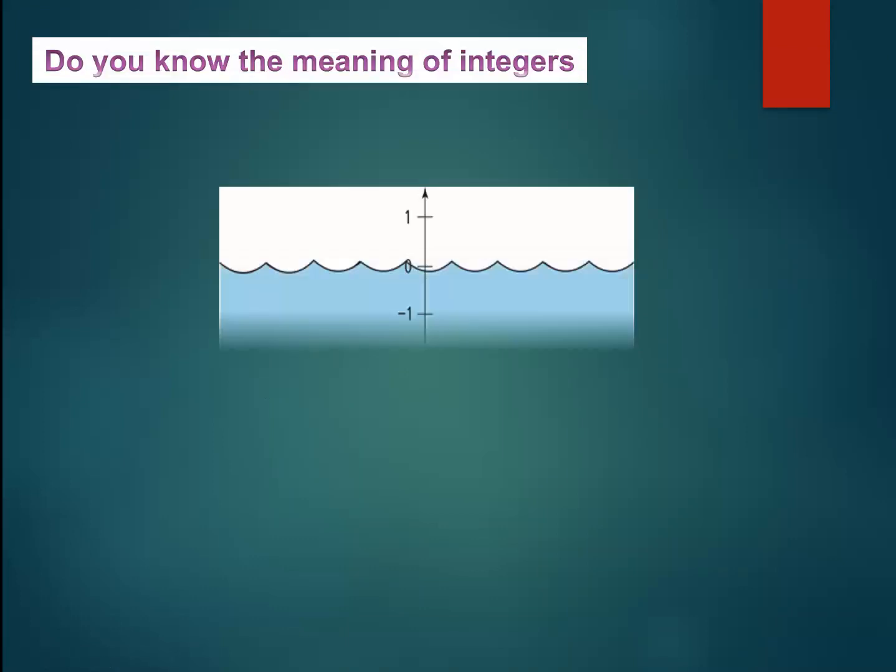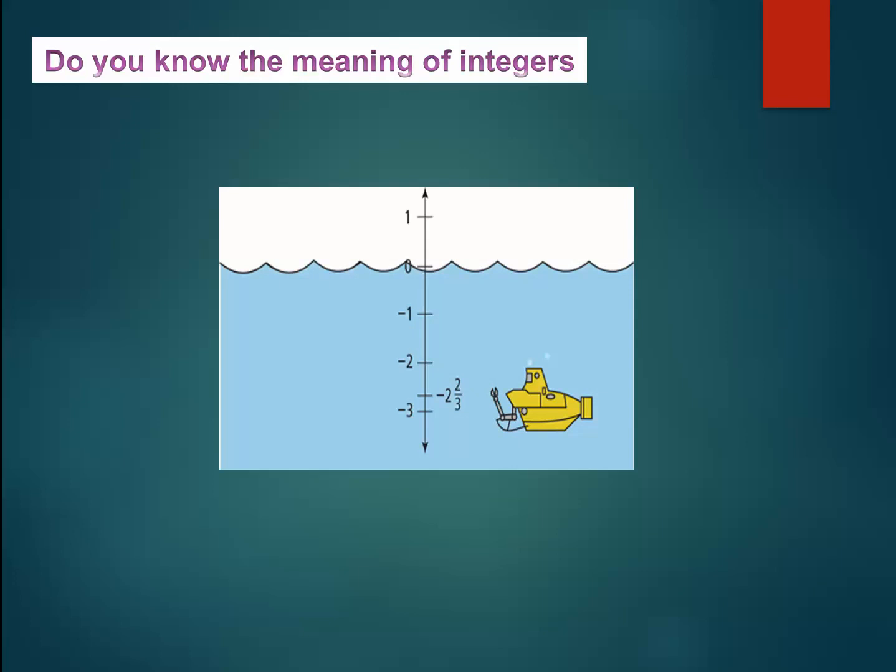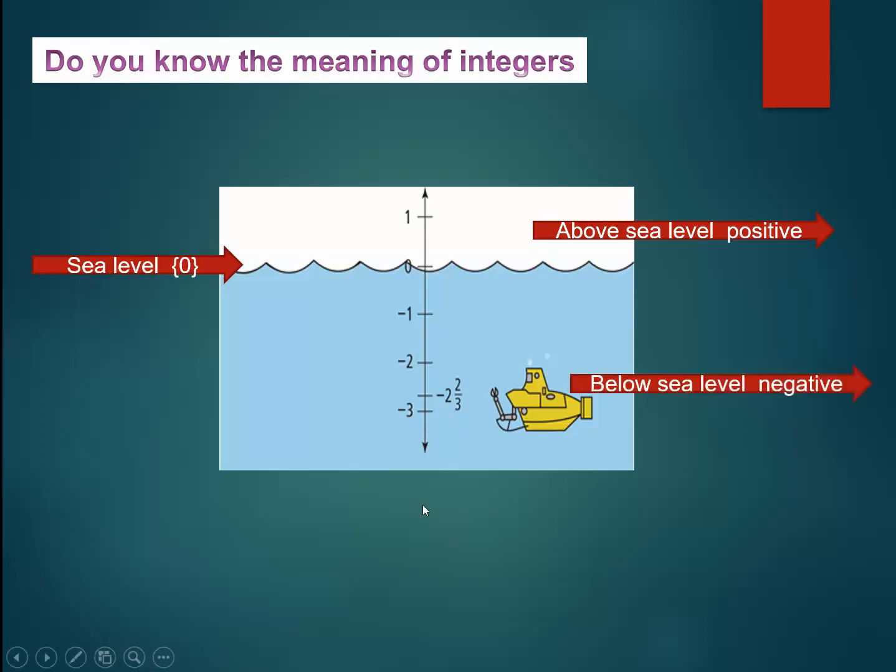Okay, what's the meaning of integers? We know that we have sea level, and sea level represents the number 0. Above sea level represents something we call positive numbers or normal numbers: 1, 2, 3, and so on. Below sea level represents negative numbers.